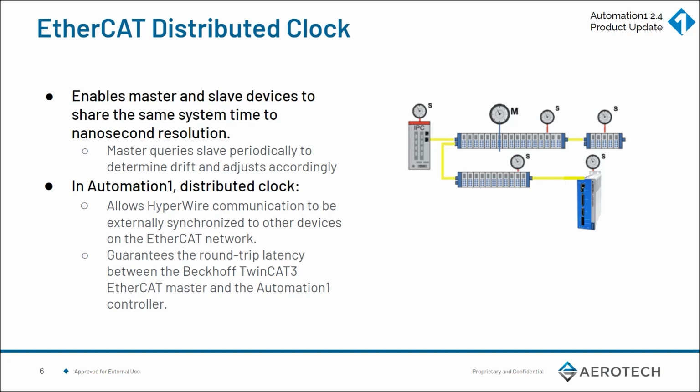This allows the hyperwire network, which that iXC4E drive is managing, to be externally synchronized to other devices on the EtherCAT network. This guarantees a round-trip latency between, say, a Beckhoff TwinCAT3 EtherCAT master and the Automation1 controller. It's really good for allowing our Automation1 motion controller to live within a larger automation environment managed by EtherCAT.